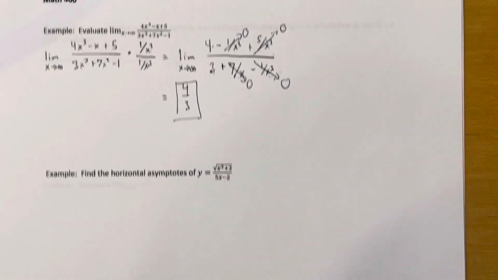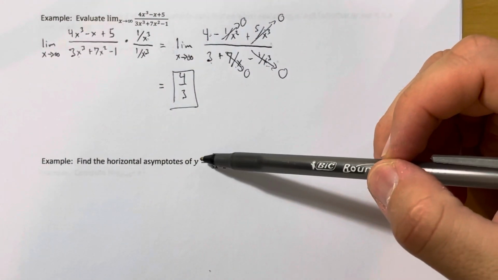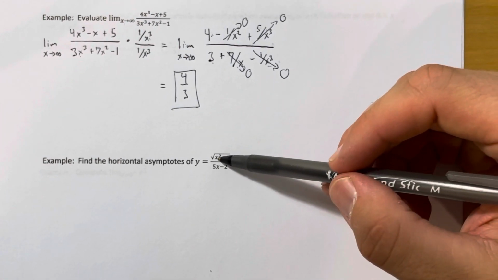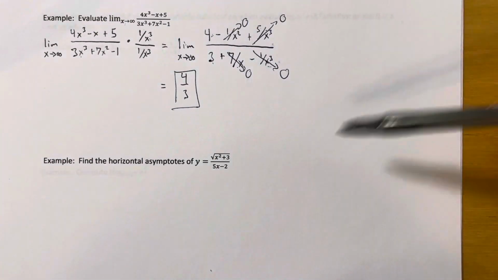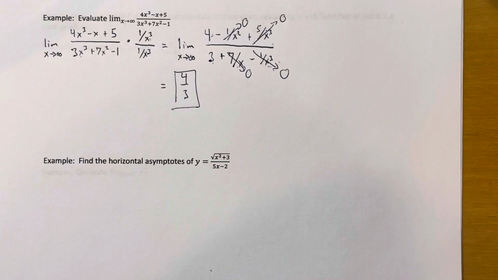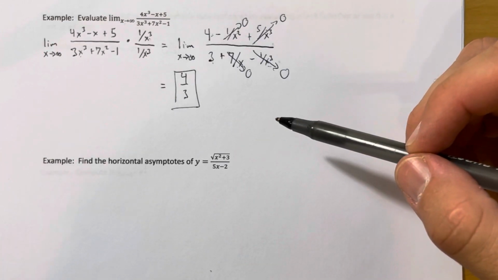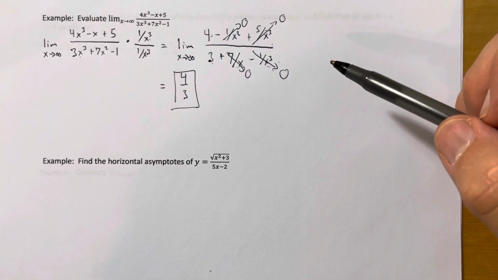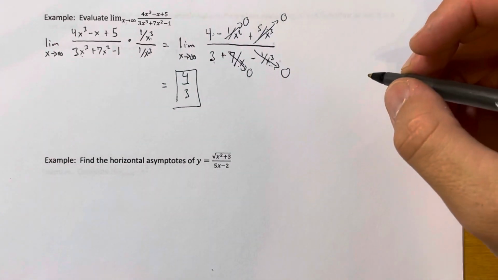Here's another example. I want to find the horizontal asymptotes of y equals the square root of x squared plus 3 over 5x minus 2. So this one looks kind of similar to the previous example, but I'm noticing that I have this radical here, which is a little different than what we saw up here. So what I'm going to do is something similar.